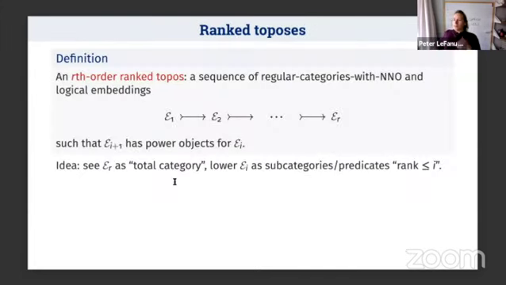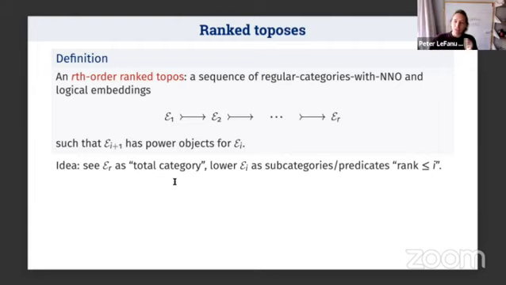So the kind of core notion that we're working with throughout is these finite rank fragments, which we take to be sequences of regular categories with natural number objects and embeddings, preserving all that structure, of length R, and such that at each stage in the sequence, you don't necessarily have power objects, but the objects in here, they have power objects at the next stage. And so overall, starting from sort of the first stage, you have R many.